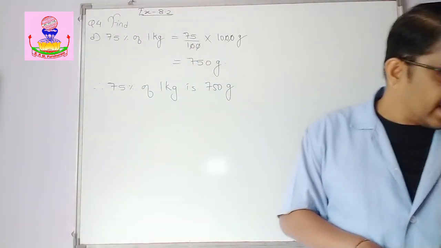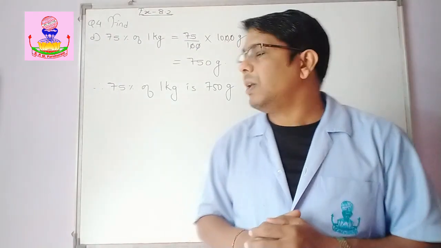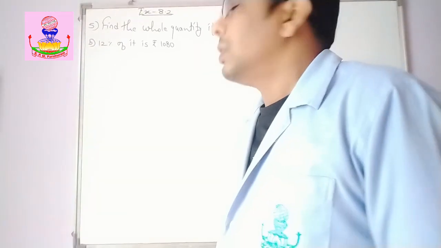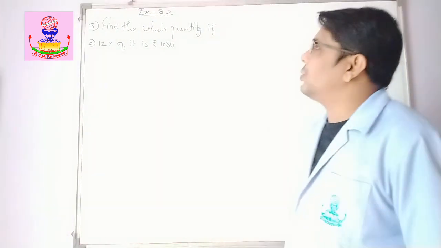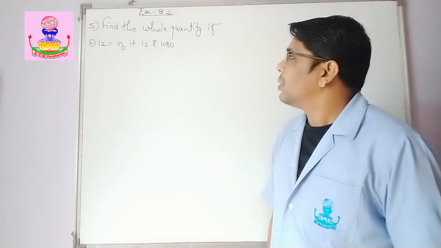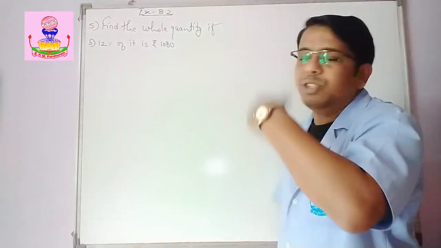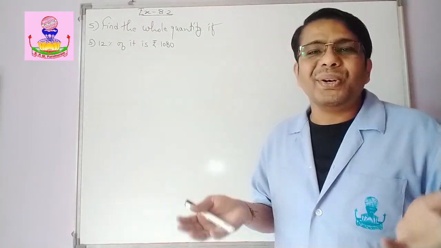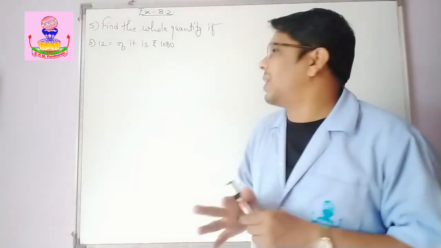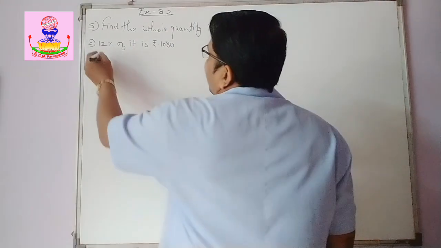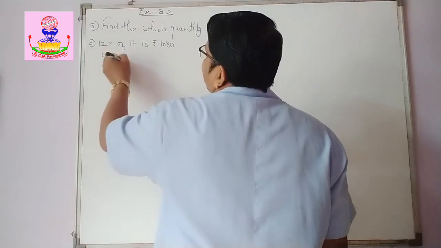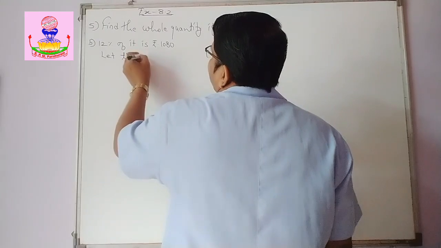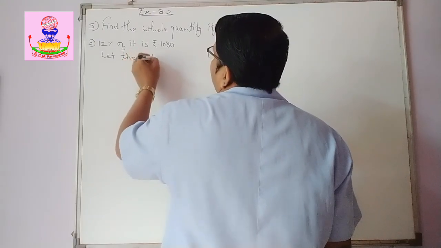Okay. Now let's move to question number 5. Now so from question 4 you will solve A and C as homework. Okay. Now let's see question number 5. Now here the part is given, you want to find the whole quantity. Okay. So 12% of it is rupees 1080. It means, do we know that? We don't know. So it is X. Okay. So let the number be X.